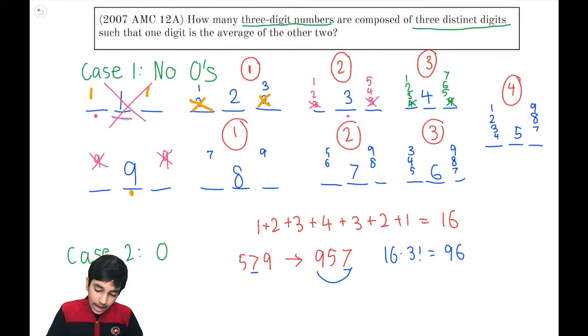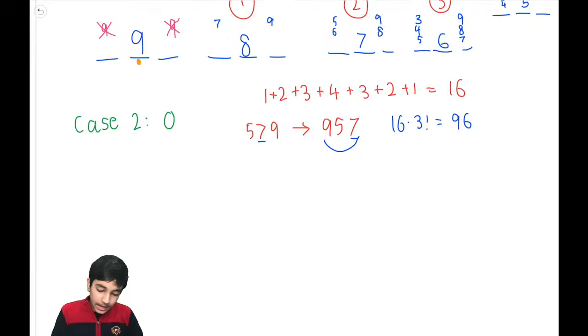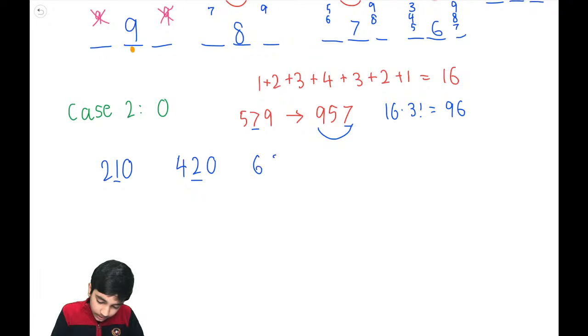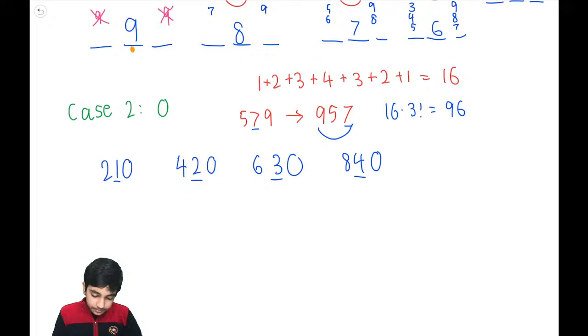Okay, so the case 2 is when they have a 0 digit. Then the different possibilities are 2, 1, 0 if the middle digit is 1, or we can have 4, 2, 0 if the middle digit is 2, or we can have 6, 3, 0 if the middle digit is 3, or 8, 4, 0 if the middle digit is 4. So these are the cases with a 0 in them. Of course, multiplying arrangements at the end. So these are the 4 cases that have zeros in them.